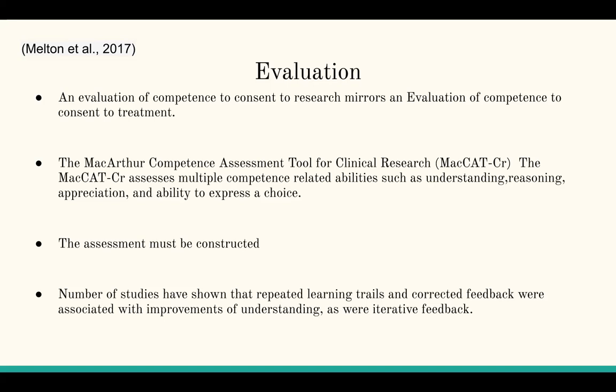Also, what I thought was important that was presented in Melton's book is that a number of studies have shown that repeated learning trials and corrective feedback were associated with improvements in understanding. So there are learning trials and corrective feedback when it comes to consent to research. Being able to give that person the best possible understanding is the best way you can get informed consent and then competency to consent to research.